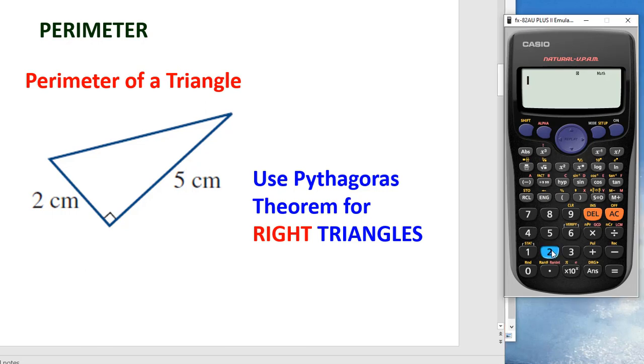So if I was doing that on the calculator, I'd type 2 squared plus 5 squared. That's our c squared. We'd have to square root that answer. And so this long hypotenuse here is 5.38, not too much longer than this side. So for the perimeter, once I've got that side, all you have to do is go plus 5 plus 2. And so that triangle would have a perimeter of 12.39 or 12.4, correct to one decimal place.